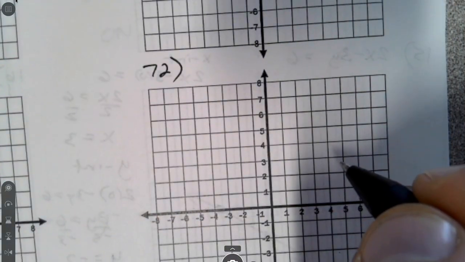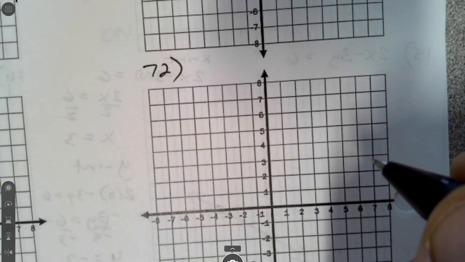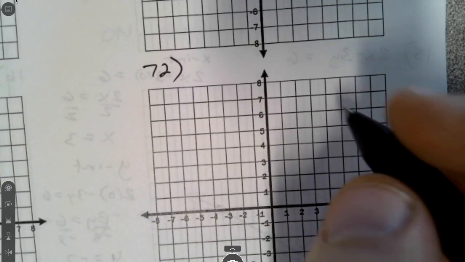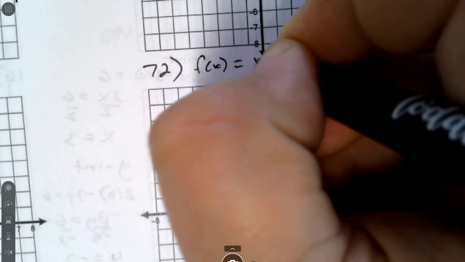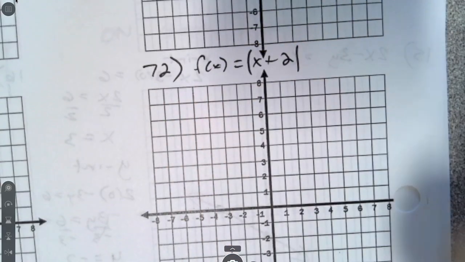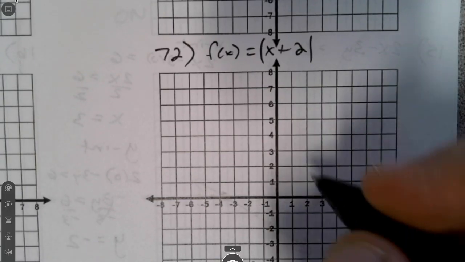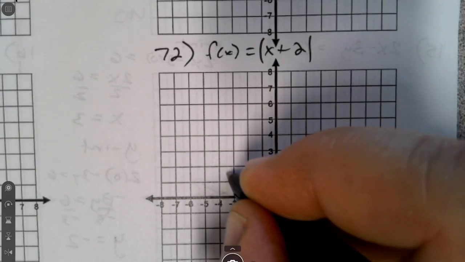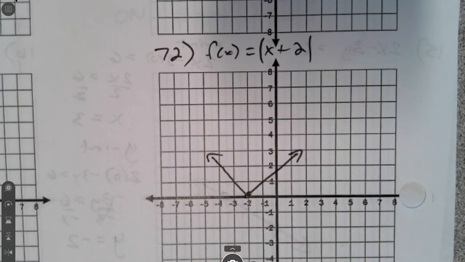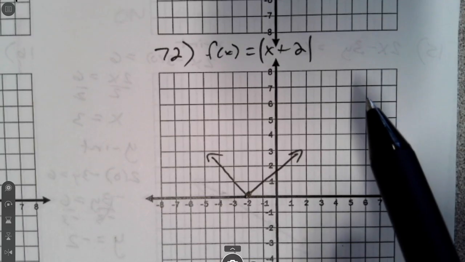Okay, 72. We have a very similar one. F of x equals absolute value of x plus 2. So that's going to shift it to the left 2 units. So remember, inside the absolute value, it's a horizontal shift, either left or right.